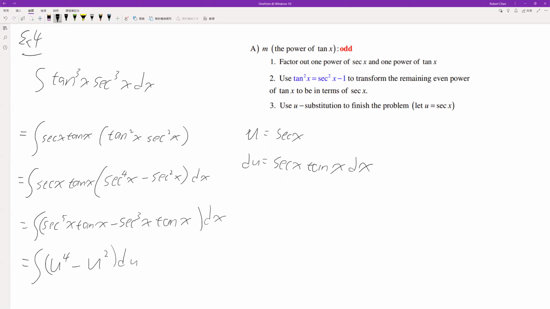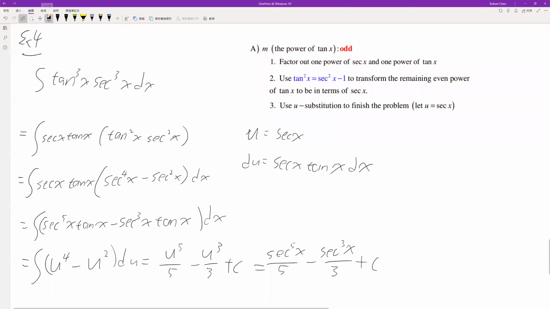So you have to be a little careful with the u here, right? Because you still have a secant tangent that's part of du. So you want to take care of that before you apply the u here. All right, then that just gives you u to the 5th over 5 minus u cubed over 3 plus c, and then reverse sub: secant to the 5th power over 5 minus secant to the 3rd power over 3 plus c. Okay, and that's it.